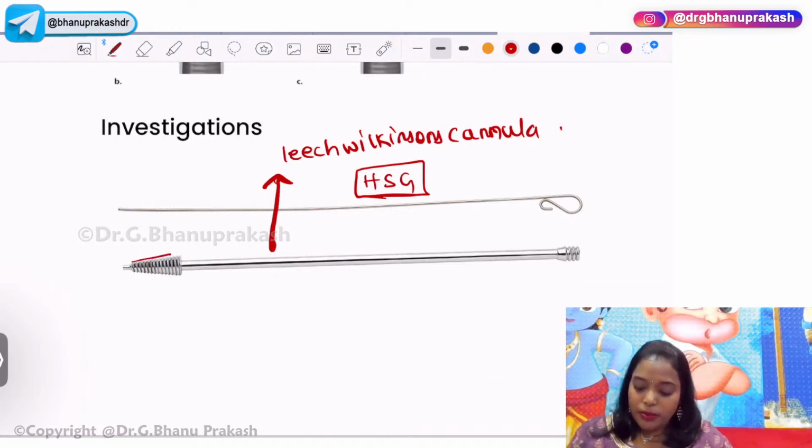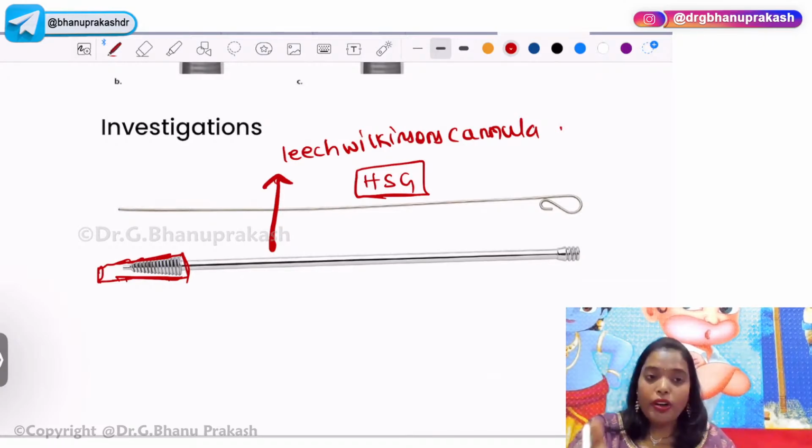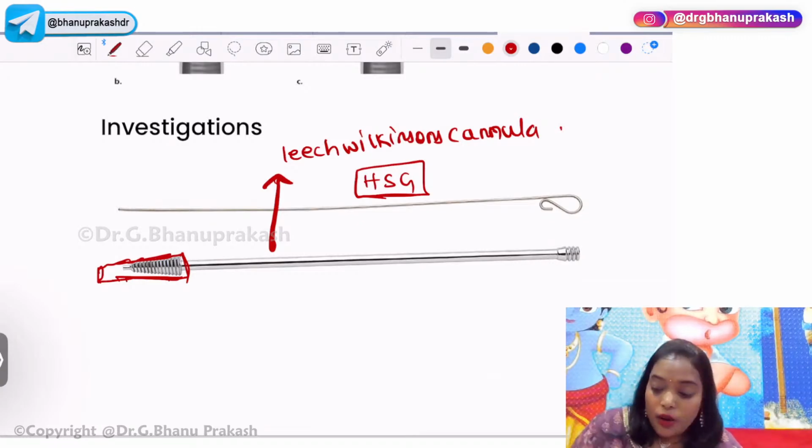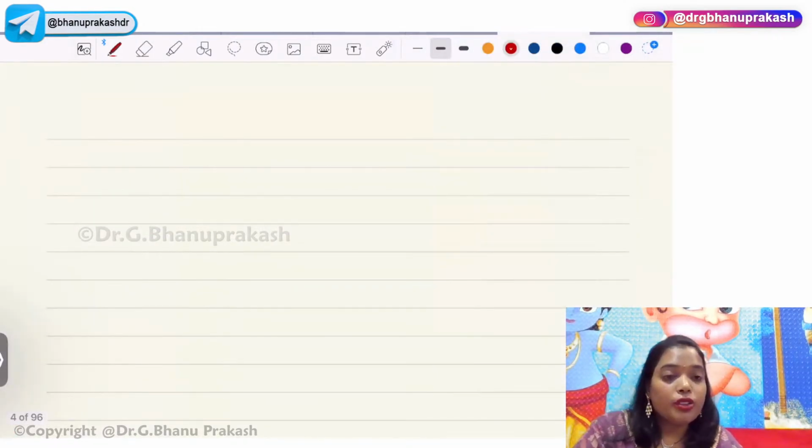So it has a conical spiral. This conical spiral you'll actually screw into the cervix, and then you push the die. And once you push the die, then you'll take the serial X-rays in order to see what is present inside the uterine cavity. Now, very important, and which has been asked, guys, what is the investigation of choice and gold standard for uterine anomalies?